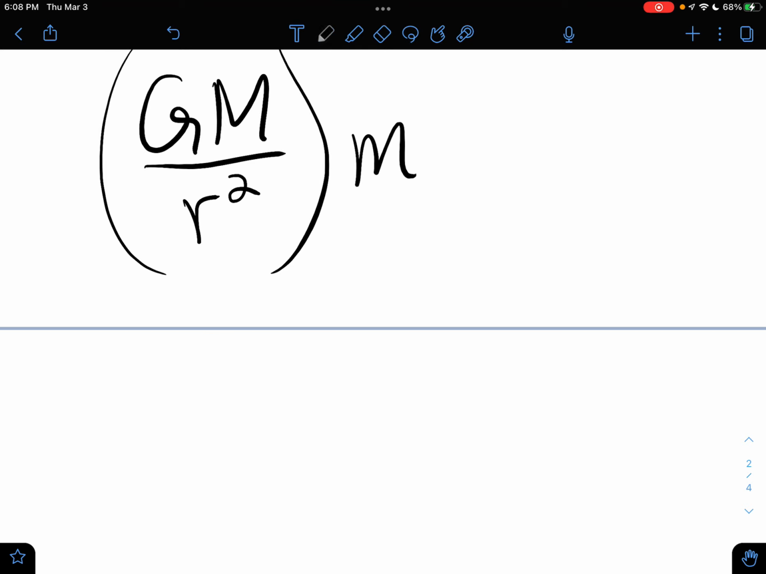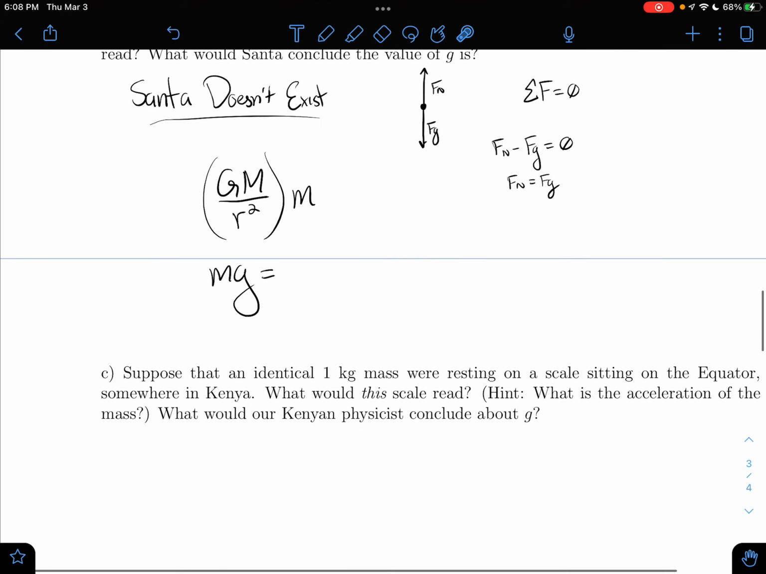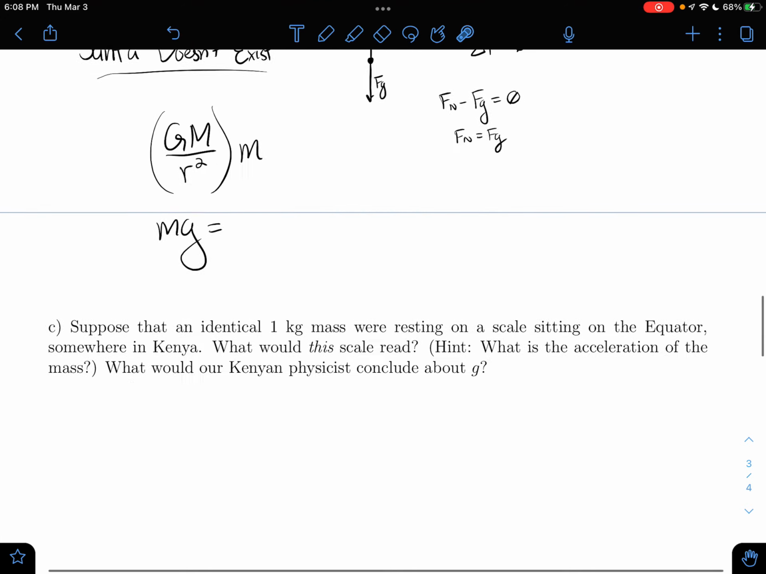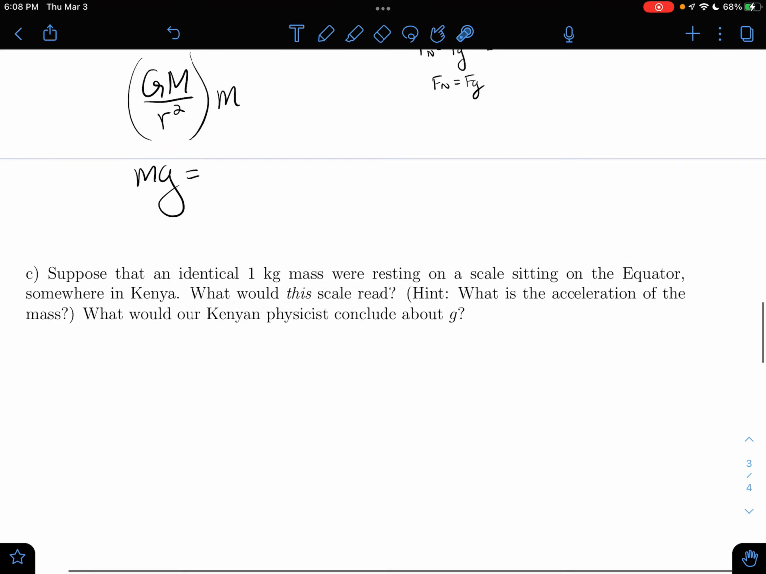Or really, if I write it backwards, mg, that's just our normal that we've been using for gravity. But now we're looking at a 1 kilogram mass resting on a scale sitting on the equator, somewhere in Kenya. Now we have to think about what this scale would read.